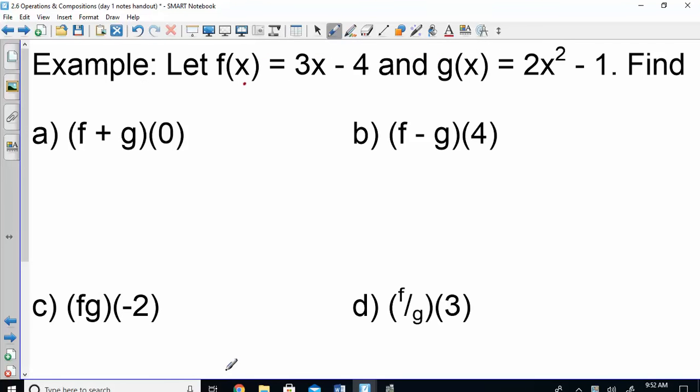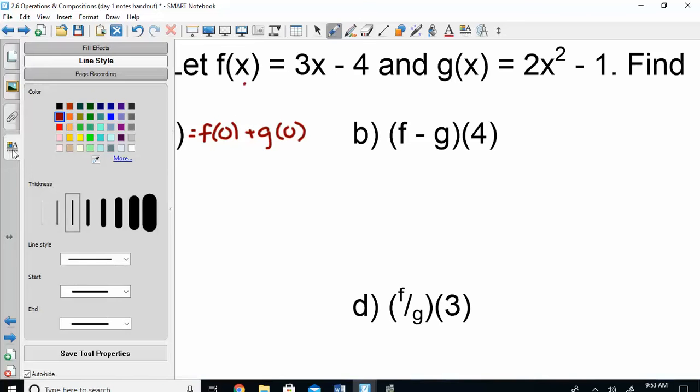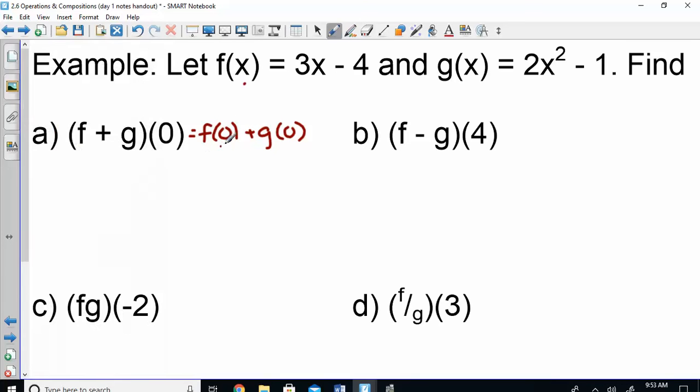So I've given you f of x and I've given you g of x. The first thing I asked for is f plus g of 0. Okay, if you are using the definition on that previous slide, that just means f of 0 plus g of 0. You don't really have to write that part. Basically, you plug 0 into f and we get our answer. We're going to plug 0 into g, get our answer, and then add those two together.